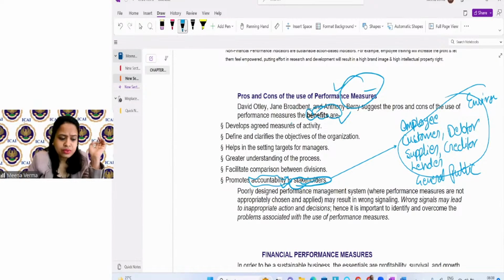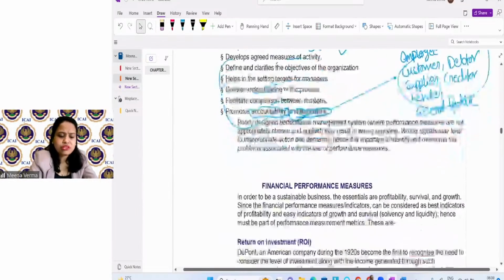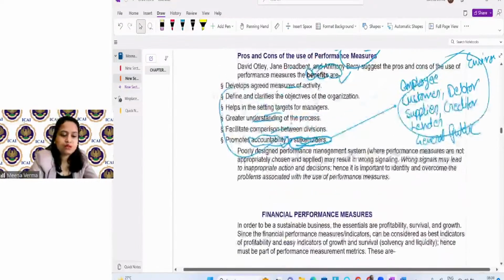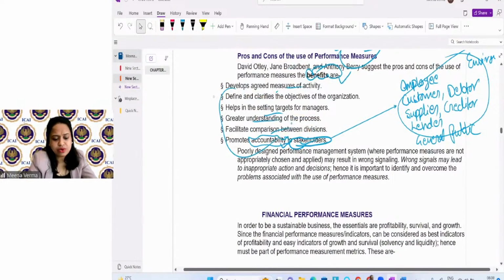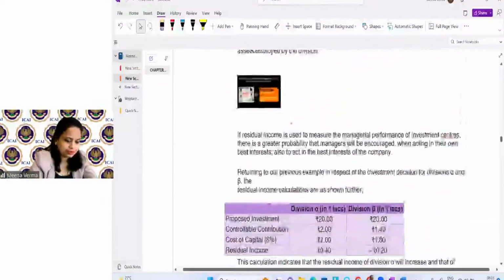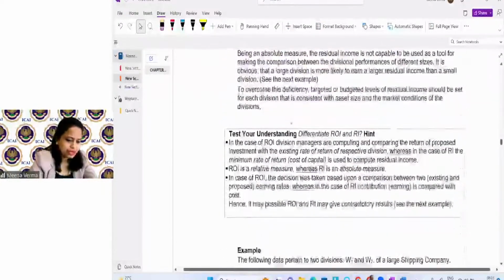Other things: it will help you make comparisons, understand the processes of the organization, set targets for the managers, and measure the activity of the organization. All these things will help you. But the most important thing is what? It will help you promote accountability toward all the stakeholders. All right, I hope it is clear. I hope there is no doubt. Is there any doubt?